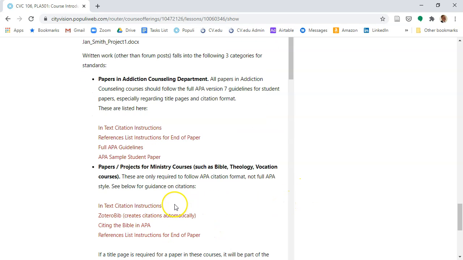What that means is you need to use APA in-text citations. You can click on this to see what that means. You can use this tool to create citations automatically. And then you need to have a references list following APA at the end of the paper.